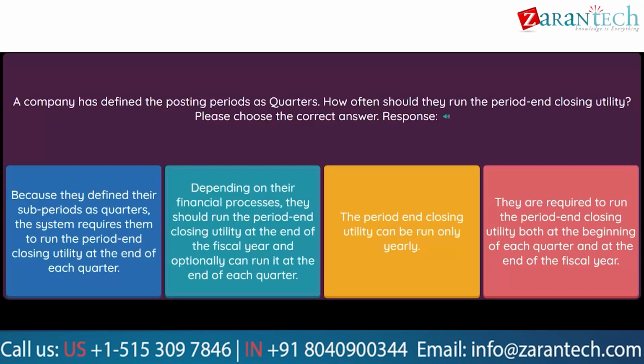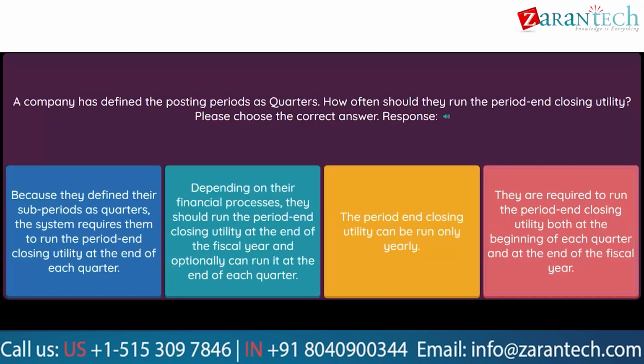Option 2, depending on their financial processes, they should run the period end closing utility at the end of the fiscal year and optionally can run it at the end of each quarter. Option 3, the period end closing utility can be run only yearly. Option 4, they are required to run the period end closing utility both at the beginning of each quarter and at the end of the fiscal year.